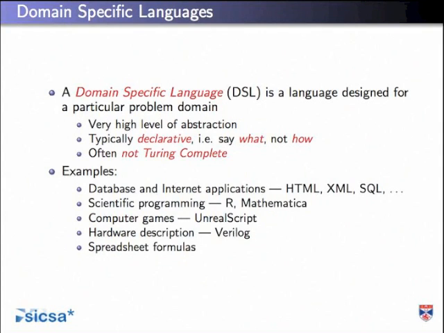A domain-specific language is just a language that allows you to express things in a particular problem domain. Typically, they work at a very high level of abstraction. So, as far as possible, you just want to write what you need to know to get the job done. So typically declarative. You just say what you want. You don't say anything about how to do it. And they're quite often not Turing complete. And if a domain-specific language is Turing complete, it might even be by accident.